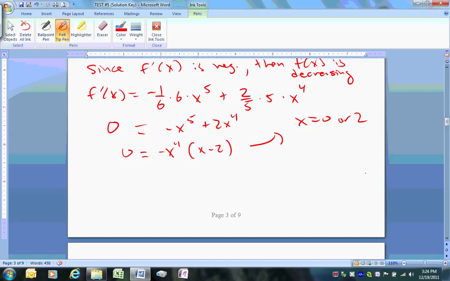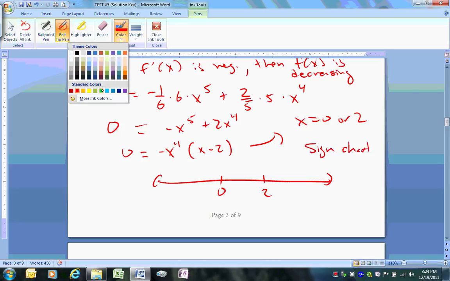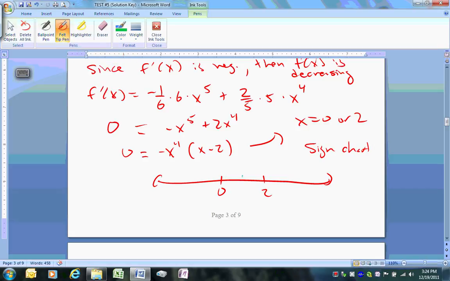Now, we look at the intervals to the left of 0, in between 0 and 2, and to the right of 2 to see how the derivative is changing. If we do see an interval where the derivative is negative, then we know that it's going to be decreasing on that interval. So we'll do a sign chart. And then using Christmas colors, we'll test values in these intervals.